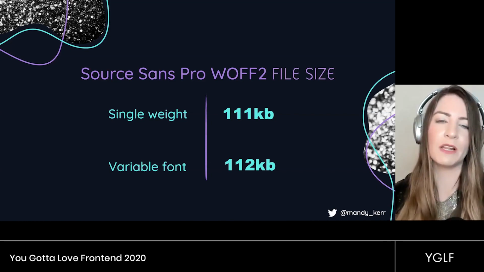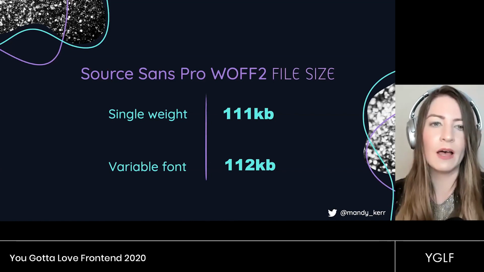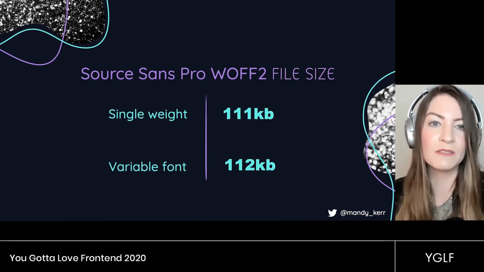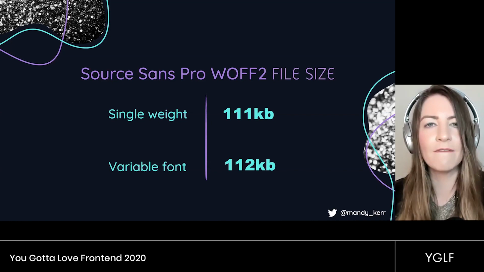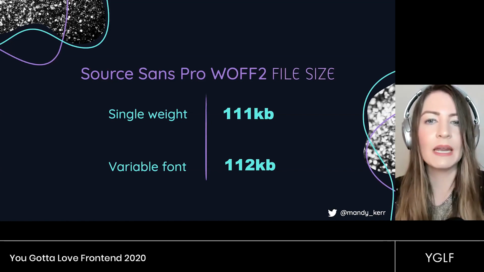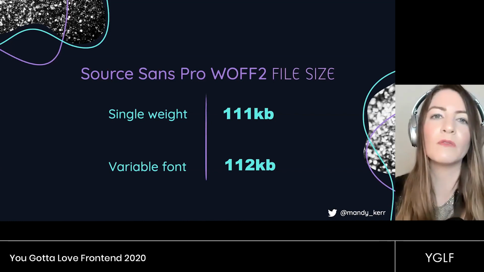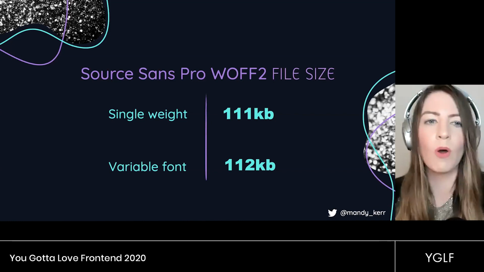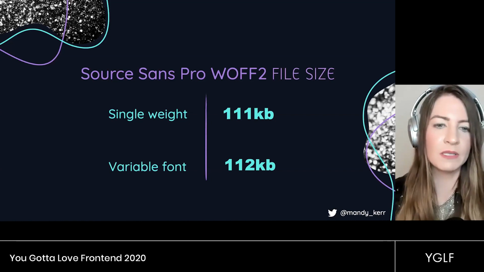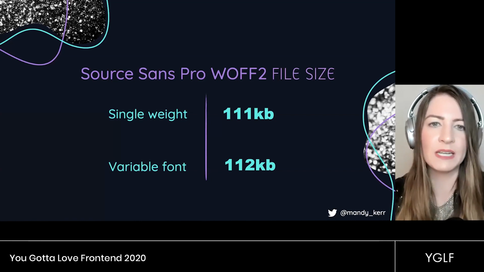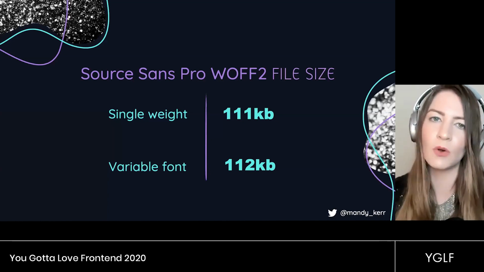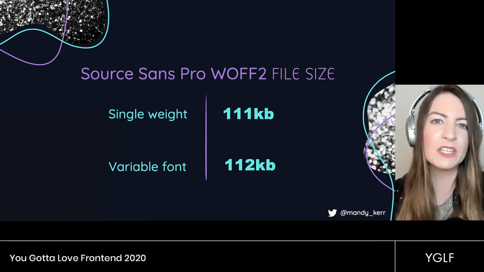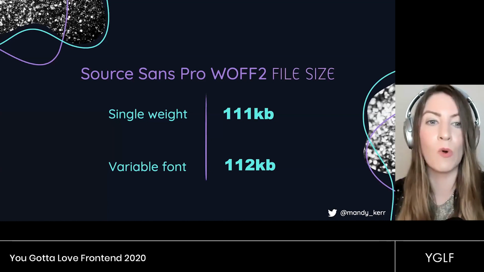Now, 112 kilobytes is still a lot, especially for a compressed format like WOFF2. And that's because Source Sans is a very, very large font. It has a lot of character support and a lot of language support. So you should absolutely consider subsetting. When I subset this font, it dropped down to 26 kilobytes for the variable font and 16 for the single weight. So even if you had two versions of the single weight, the variable font is still better in its subset form.